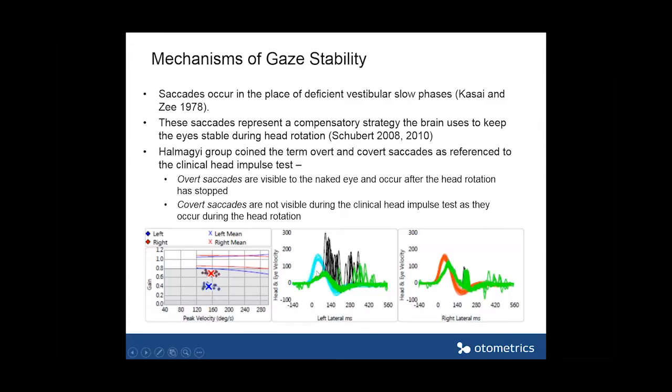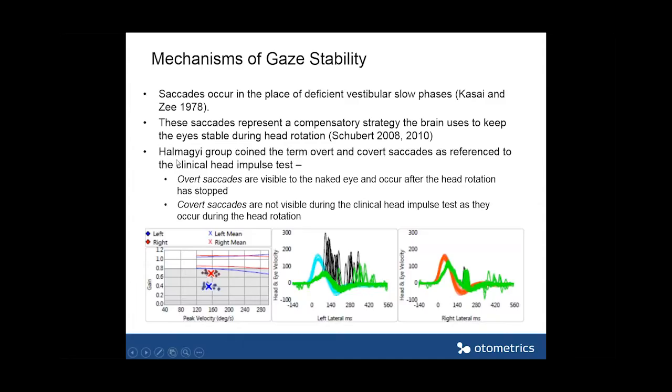Now the software very nicely colors the eye trace uniquely depending on the type of eye movement. Of course, the eye is doing all of these things together. So the head is moving to the left at this velocity. The eye is slowly moving to the right at a slower velocity. The brain recognizes that it's not moving fast enough, and it shoots off rapid saccades, these peaks, these spikes. So these saccades represent a compensatory strategy that the brain uses to keep the eyes stable during head rotation. Again, this is the same saccade that was described by Kasai and Zee in '78.